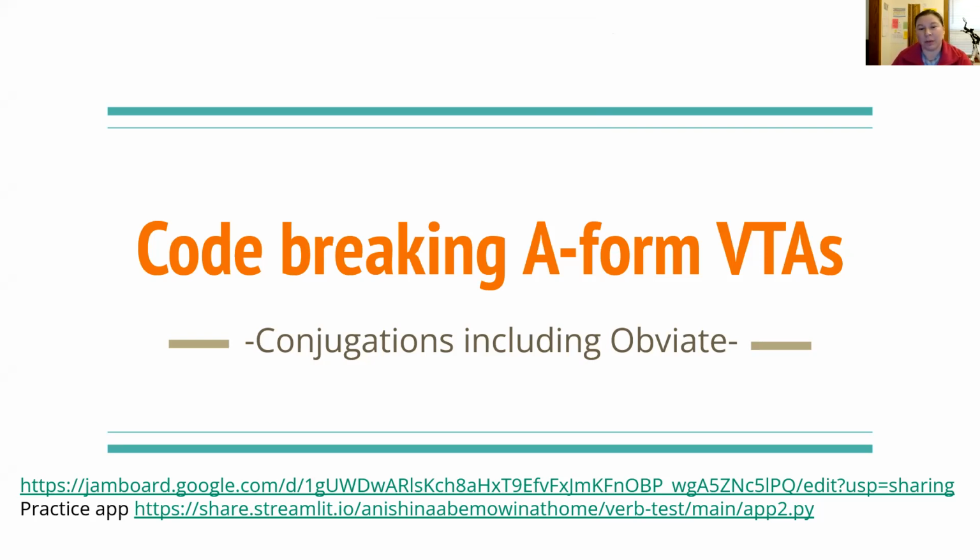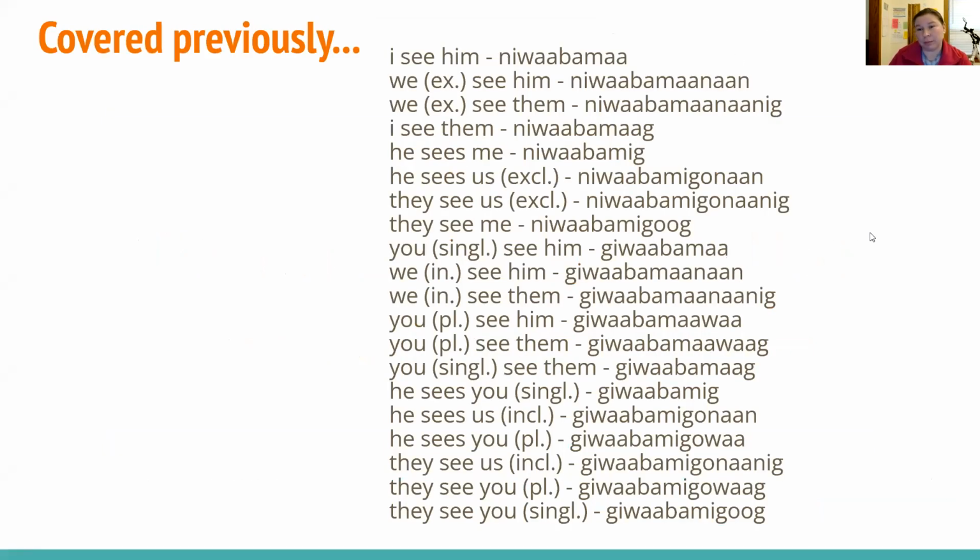I am here to talk to you a little bit today about conjugating VTA verbs in the obviate. So when a third person is doing something to someone else, or when someone else is doing something to the third person. If you watched my previous video on the system that I use when I think about VTAs, you will have already covered these conjugations. All of the I to him or her, we to him or her, they to us.